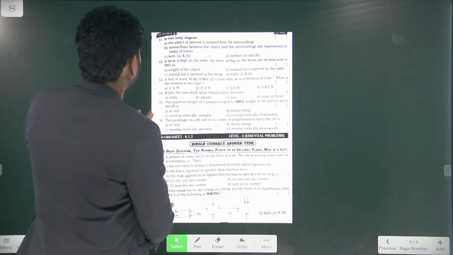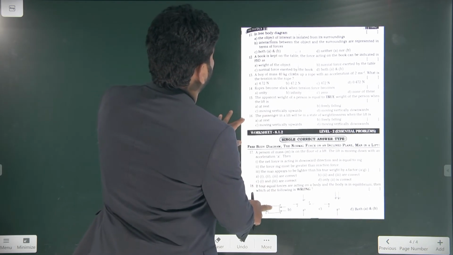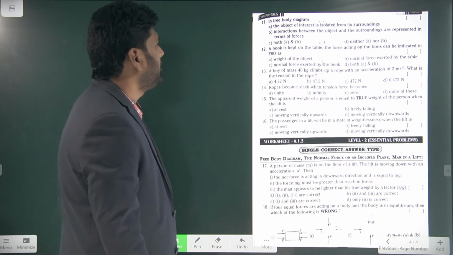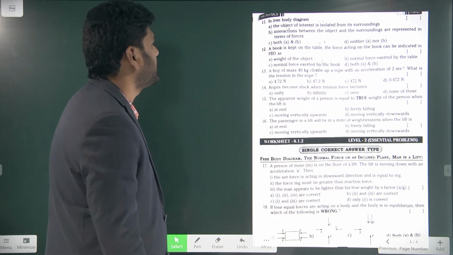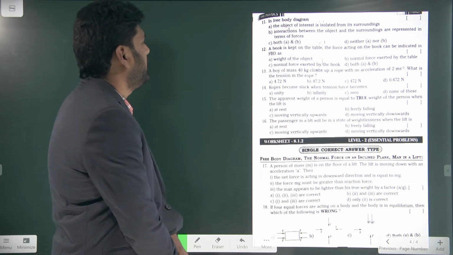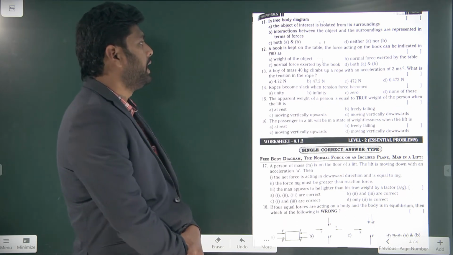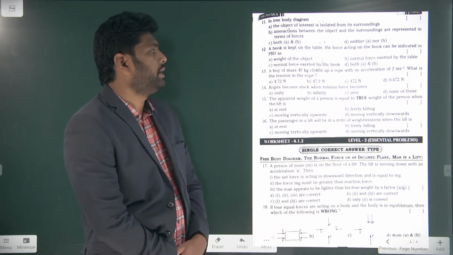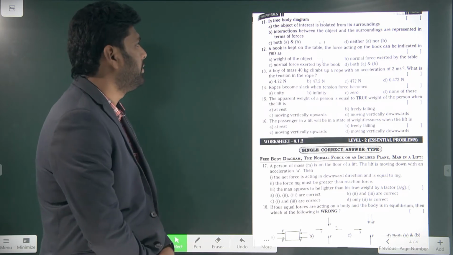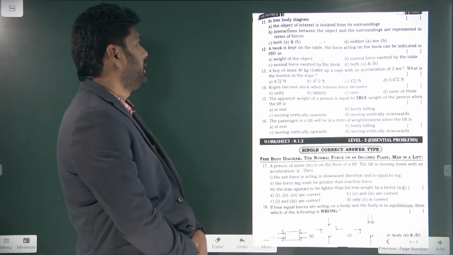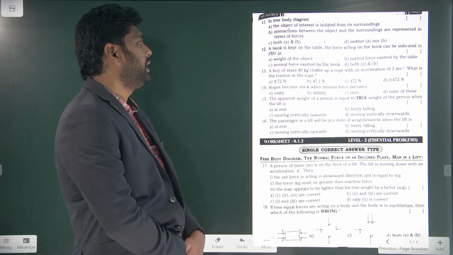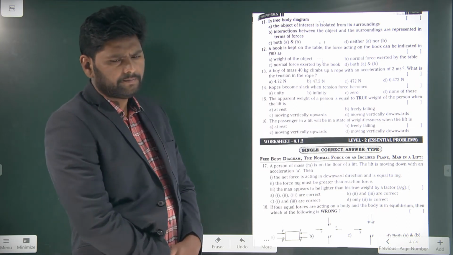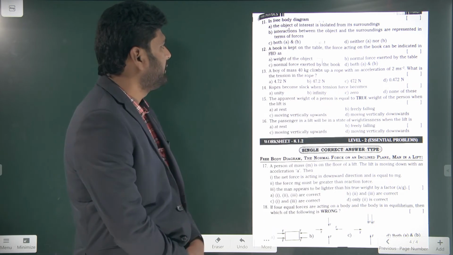Is it appearing to you? In a free body diagram, A, the object of interest is isolated from the surroundings. B, interaction between the object and surroundings are represented in terms of forces. C, both A and B, D, neither A nor B. So what things are right here? In a free body diagram, the object of interest is isolated from its surroundings. What about the first option? Is it right or wrong? No. Why? Reason?